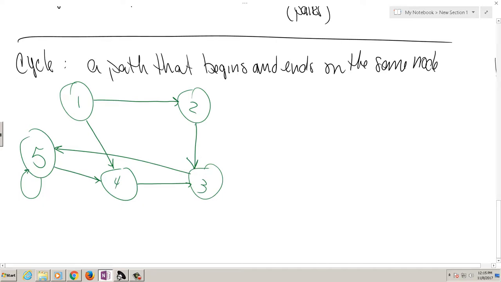So the most trivial of all cycles, I'll call it cycle 1, the most trivial of all cycles would be 5 to 5, because 5 is looping back in on itself. That is the most trivial and the shortest of all the cycles.